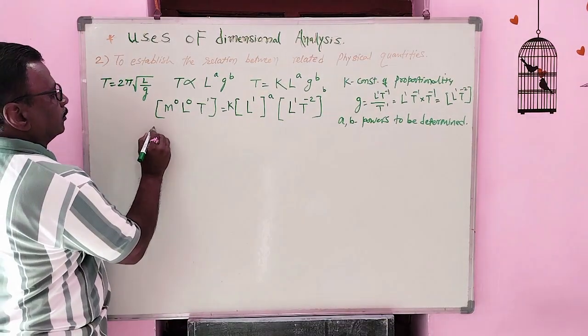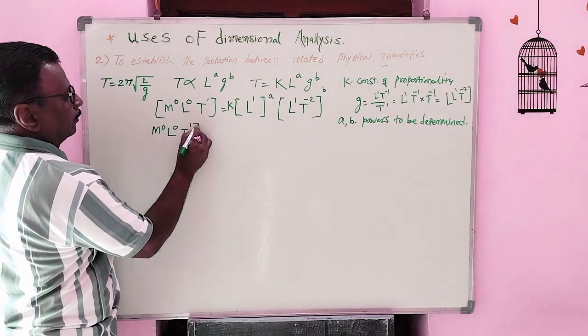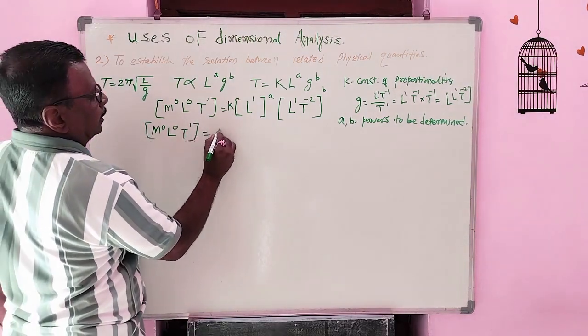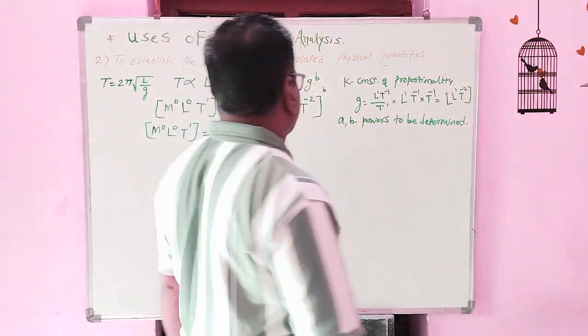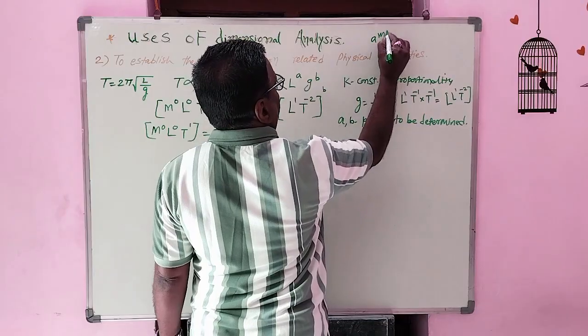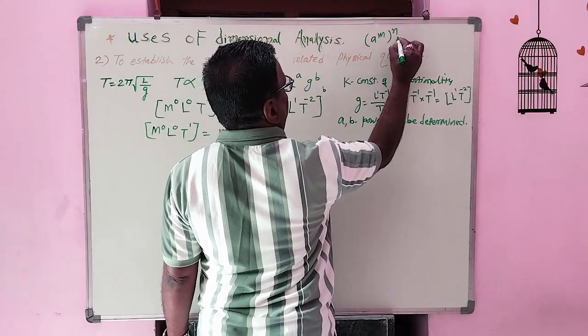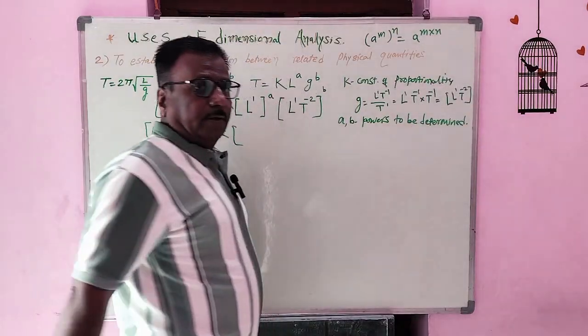It is equal to M⁰L⁰T¹ equal to k, using the formula for indices. What is the formula for indices? A raised to power m, bracket raised to power n, is equal to a raised to power m into n.